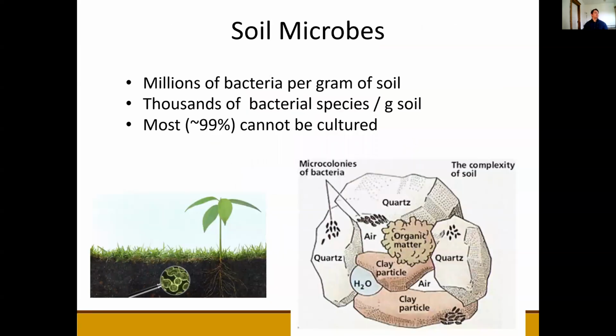Okay, anyway, moving on. To just hammer that point home, there are millions of bacteria per gram of soil, and that would obviously include thousands of species per gram of soil. But here's the kicker: up to 99% of them cannot be cultured. I want you guys to reflect on that and think why that is. Just take a few seconds. I'll give you some hints.